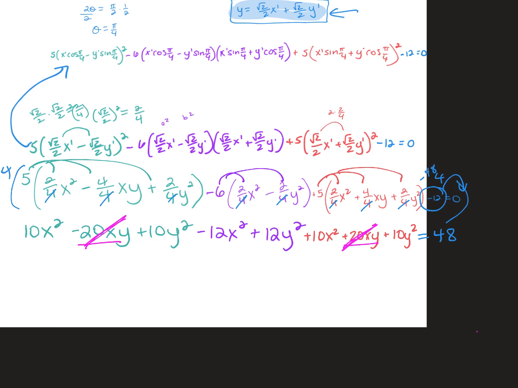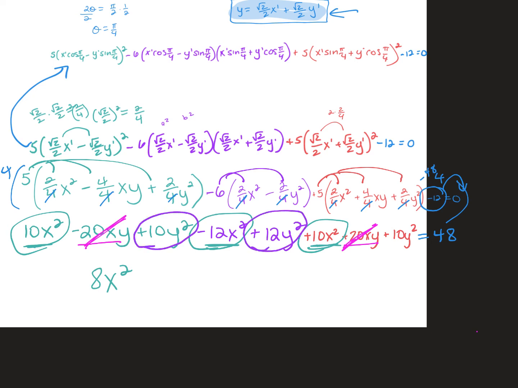Now I'm going to group together the x squareds. There's 3 of those. 10 minus 12 is negative 2, plus 10, right? 10, yep. Minus 12, negative 2, plus 10 is 8x squared. 10y squared plus 12y squared, 22, plus 10, 32y squared equals 48.